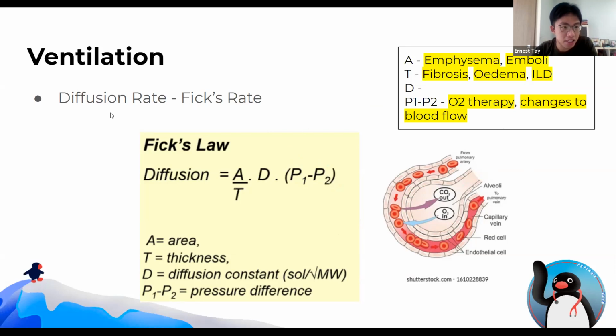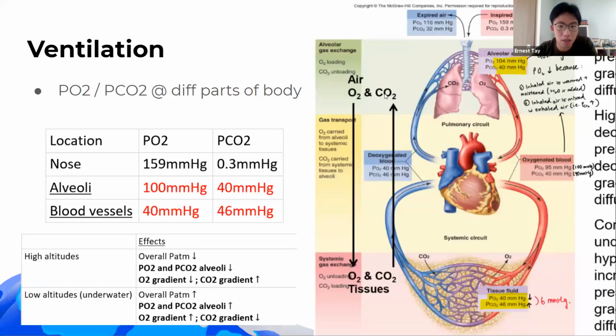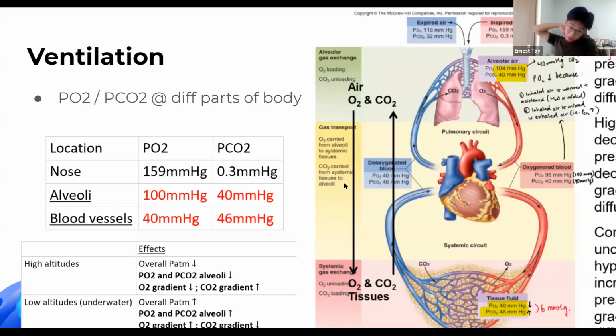Okay. Next up. Here are the different pressures of oxygen and carbon dioxide throughout your body. The values are really important to know because Monash likes to test this, and it came out in my year, I think. Did it? Yeah, it did.